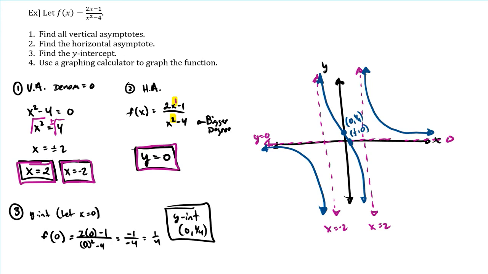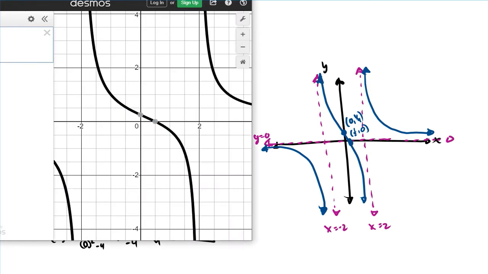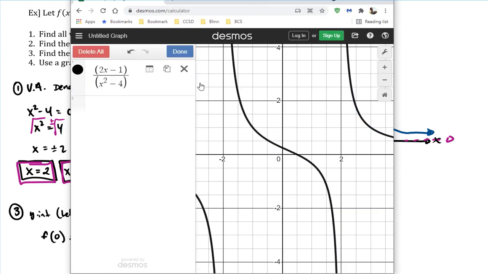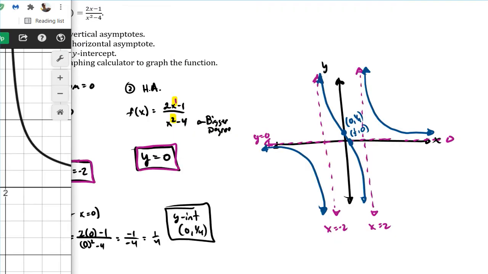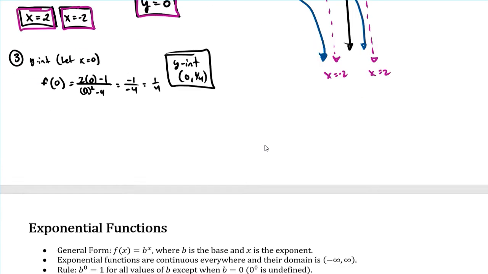There we go. Okay, and as needed, if I need other points, I can go to my wheel and click the table and find. Notice at -2 it's undefined. Okay, so I could use other values though to get other points. Okay, so that's about it though. Okay, so there's our quick sketches using a calculator.